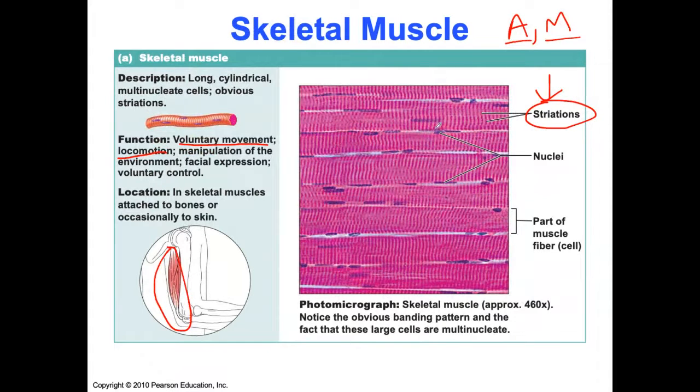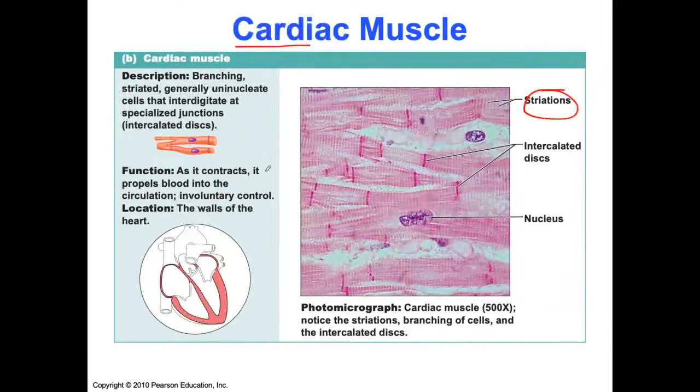Okay, so when we look at skeletal muscle, it is striated. It is long fibers. They are multinucleated cells. There's also lots of mitochondria that we find with all of these muscles, not just skeletal.